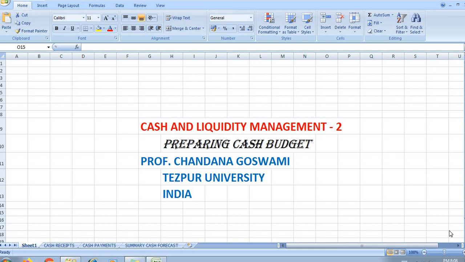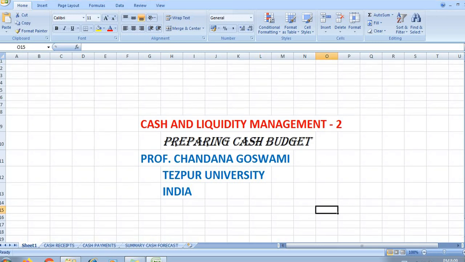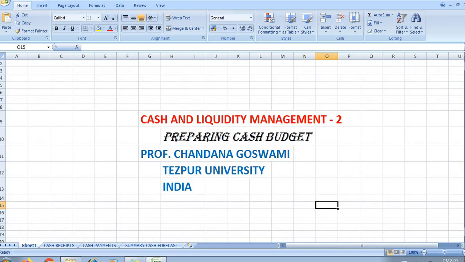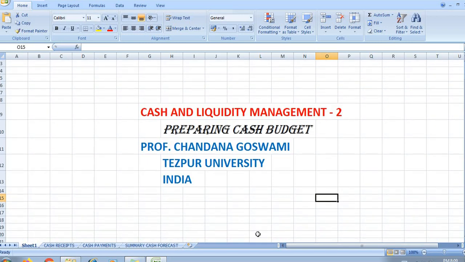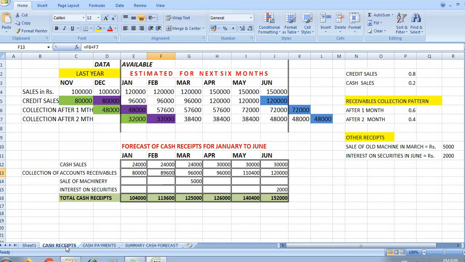Hello, I am Professor Chandana Goswami from Tejpur University, and I will be discussing how to prepare a cash budget. In order to prepare a cash budget, we will first have to form a cash receipts table and then a cash payments table, followed by the summary table.